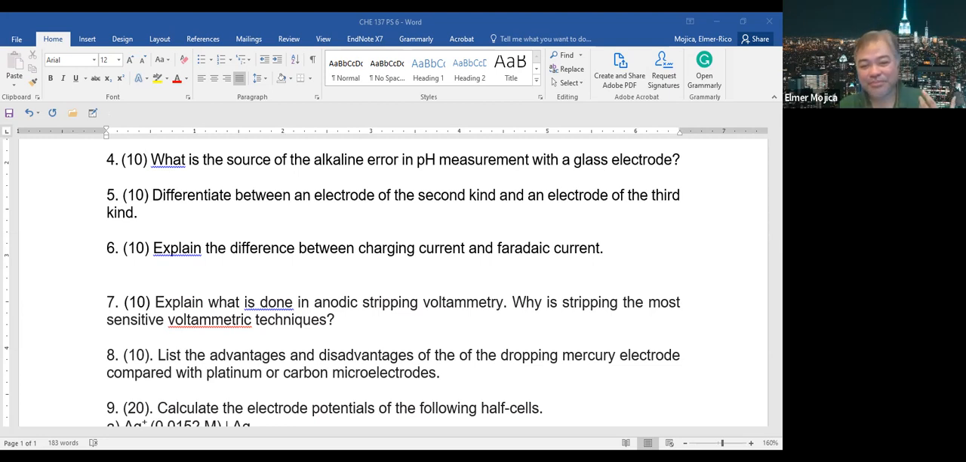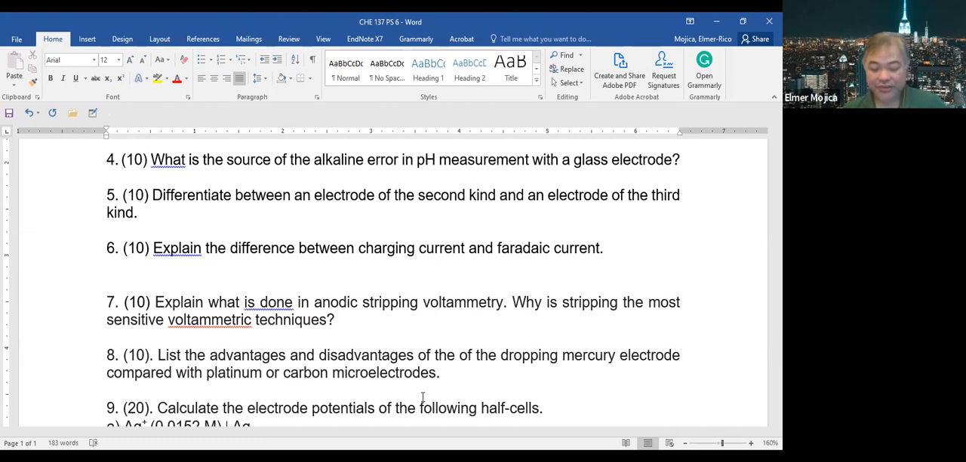Now, meron din tayo ganyan sa electrode. Okay? So, we have this what we call second kind and the third kind. So, when we say second kind, yung potential doon sa metal electrode mo depends upon the activity of an anion that forms a precipitate with the electrode metallic ion. So that's the second kind. Now yung third kind, you have a metallic electrode whose potential depends on the activity of another kind of cation. Okay? So, pwedeng example yung mercury electrode na nagre-response doon sa calcium ion activity.